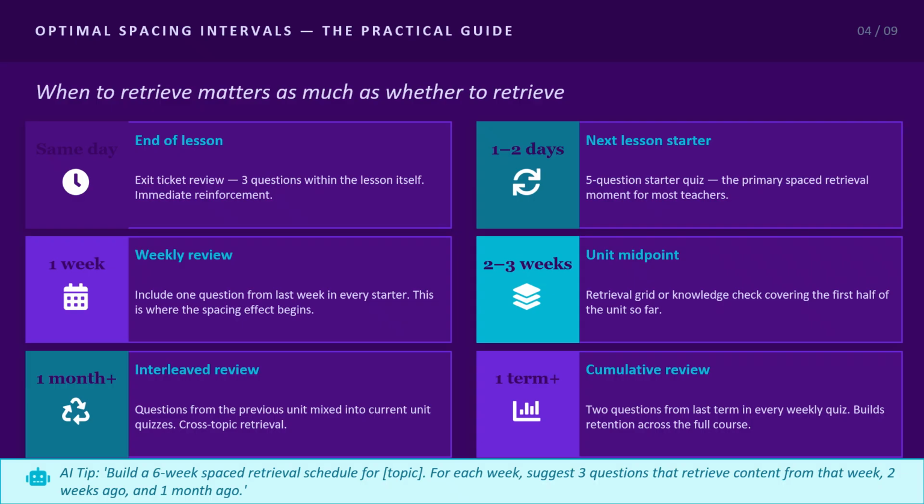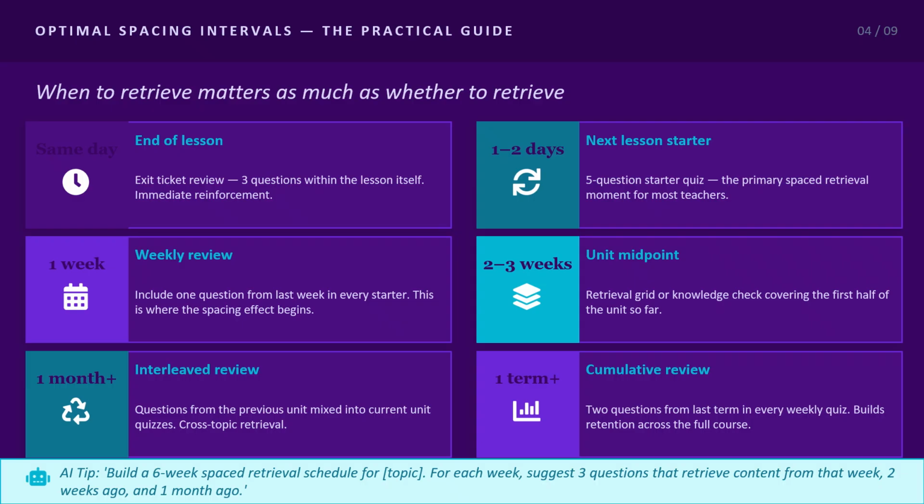One month plus, interleaved review. Questions from the previous unit mixed into current unit quizzes. This is cross-topic retrieval, and it builds the kind of flexible, comparative thinking that higher level exam questions require. Students cannot answer a significance question or an essay comparing two periods without being able to retrieve both periods simultaneously. Interleaved spacing builds that capacity.